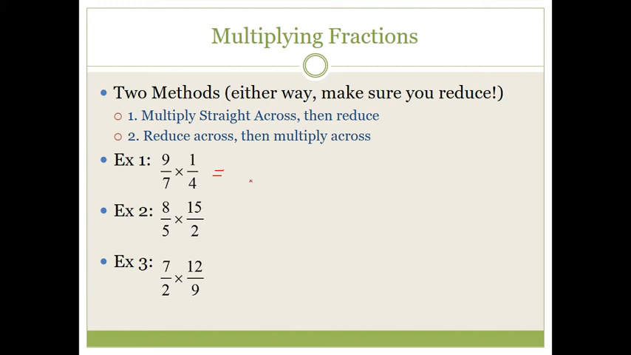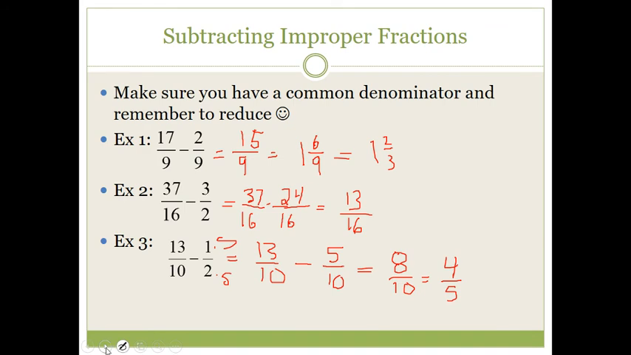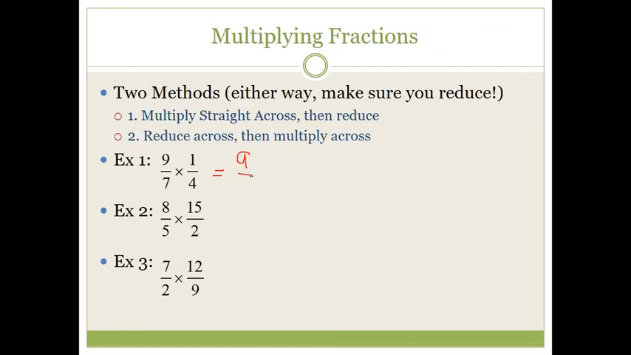Don't get add and subtract and multiply and divide confused. With add and subtract, you have to get a common denominator. With multiply and divide, you don't. So in this case, we're multiplying, so I'm just going to multiply straight across, and 9 times 1 is 9. And 7 times 4 is 28.